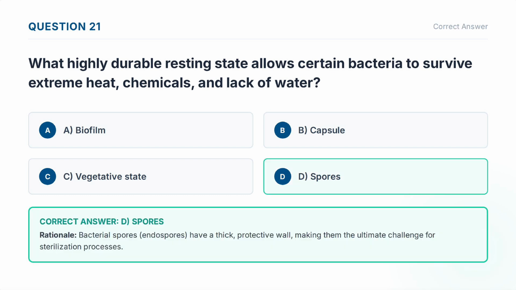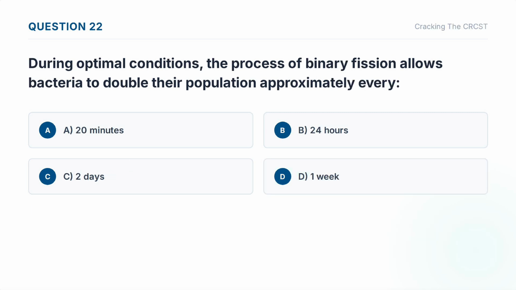Correct answer, D. Spores. Rationale: Bacterial spores, endospores, have a thick protective wall, making them the ultimate challenge for sterilization processes. Question 22. During optimal conditions, the process of binary fission allows bacteria to double their population approximately every A. 20 minutes, B. 24 hours, C. 2 days, D. 1 week.